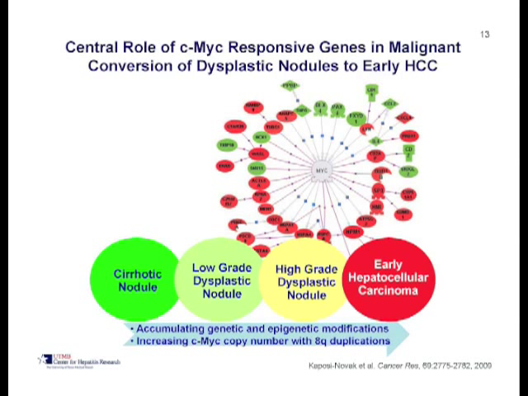So that actually correlates with increasing c-MYC copy number, with duplications of the 8q chromosomal region in these cells, and suggests that c-MYC plays a central role in the development of liver cancer of multiple etiologies, not just hepatitis C. And that's Snorri Thorgeirsson's data, and I'm not going to talk too much more about that.